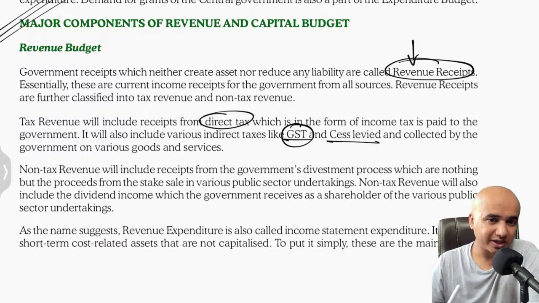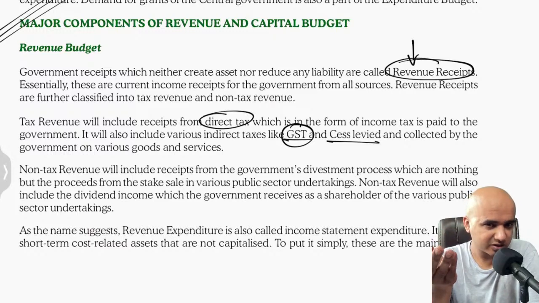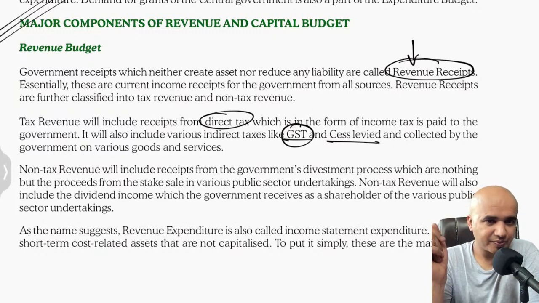So which are those non-tax revenues? It may include receipts from government's disinvestment process, which are nothing but proceeds from the stake sale in various public sector undertakings, like for example Air India. Until now, government had a stake in Air India. Stake means they had some shares, or rather majority shares. Now that they have sold those shares to a private player, they will get the revenue out of that by selling the shares. So that also comes under non-tax revenue.